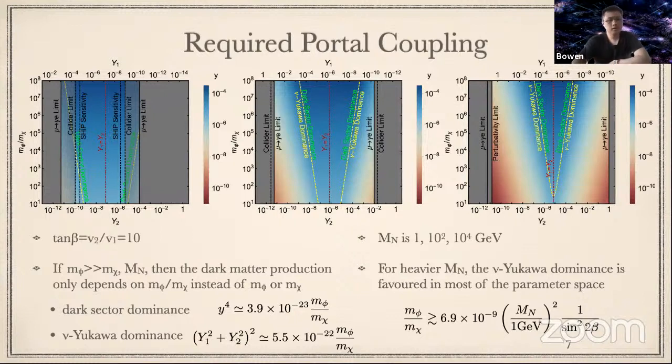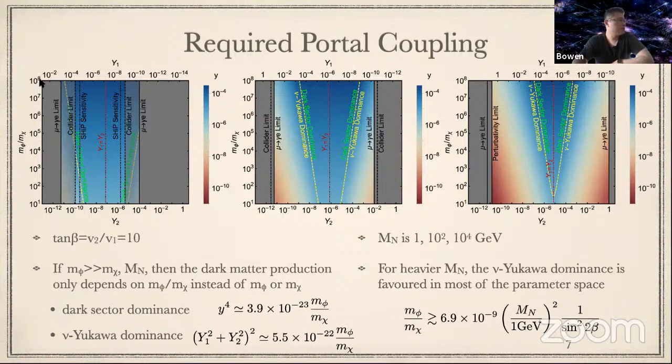Okay, then let's look at our result. The first result I want to show is the required portal coupling for the correct relic abundance. In these figures, we set tan beta, which is defined by the ratio of the two vacuum expectation values in the two Higgs doublet model, to be 10. From left to right, the heavy neutrino mass changes from 1 GeV to 10^2 GeV to 10^4 GeV.